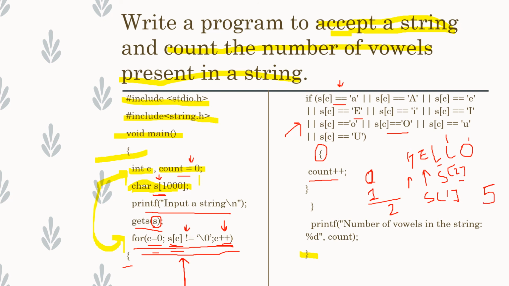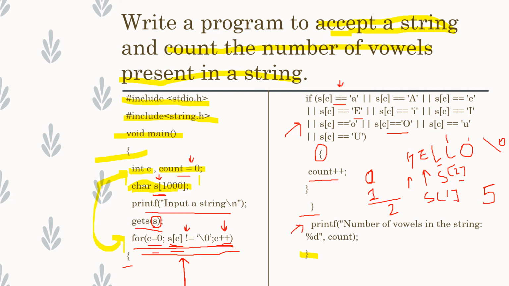At s of 5, as it's starting from s of 0 to s of 5, the null character will be there because a string gets terminated with a null character, right? So this condition is false now. s of c not equal to null is false now. So what it does, it comes out of the for loop. You can see my for loop completes here. So now it comes out of the for loop.